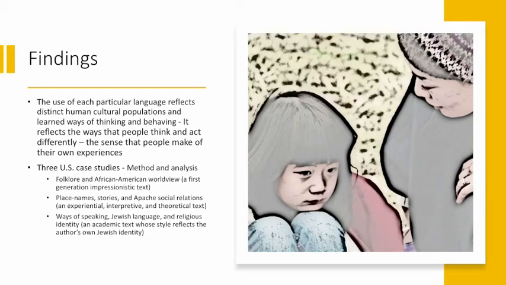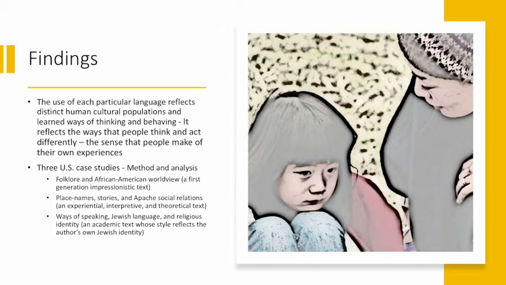And what were our findings? What are some of the conclusions that at this point we might stop and reflect back on? I think the key point that we've seen through the course and through the case studies is that the use of each particular language in the world, each particular language variety, reflects distinct human cultural populations and their learned ways of thinking and behaving rather than their biology or their nature. It reflects the way that people think and act differently across populations. I think it really reflects the different ways that people make sense of their own experiences.